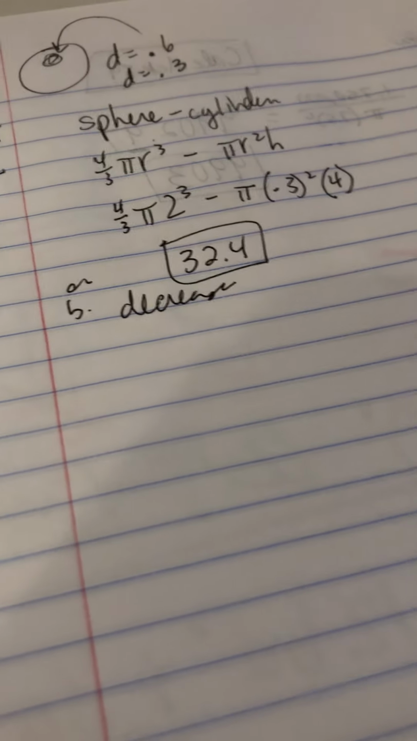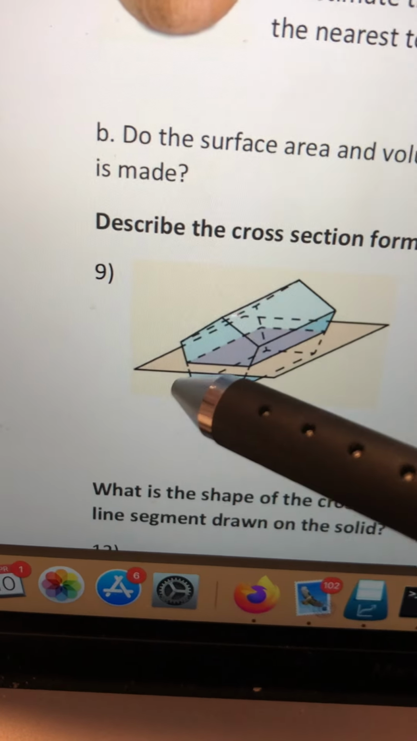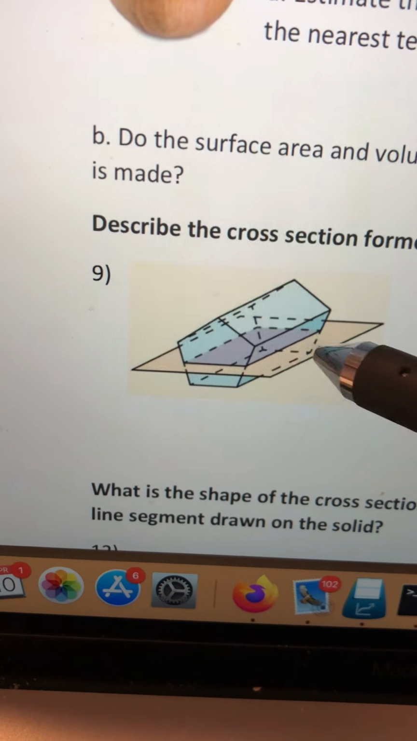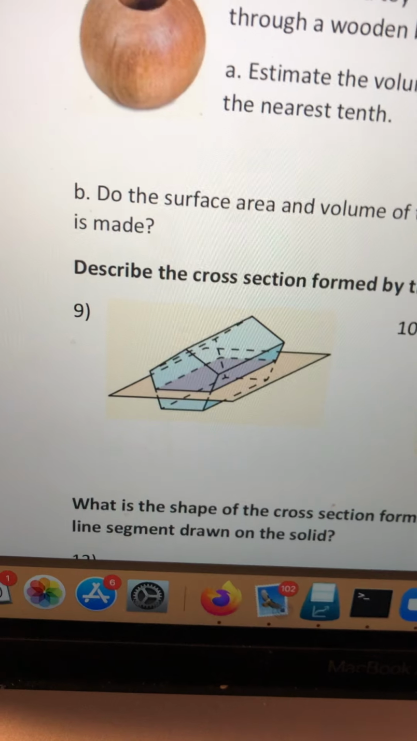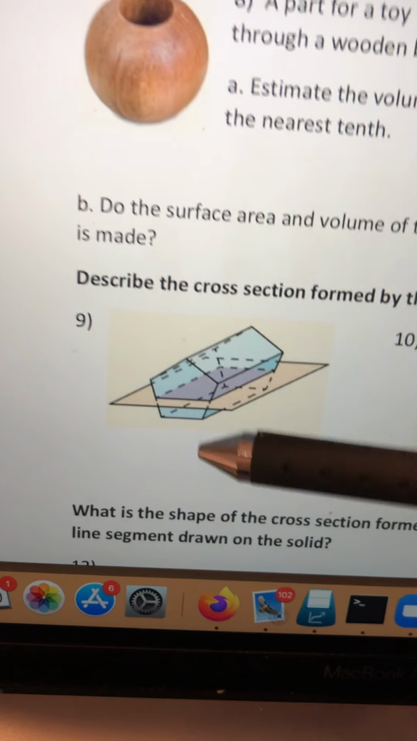All right, looking at number 9, I'm going to show you the picture here. So I hope you can see that it's slicing it right here. It's slicing it horizontally. So you can see it creates a rectangle. So number 9 is rectangle. However, if they would have cut it this way, vertically, it would have created that pentagon. So make sure, this is spatial reasoning.